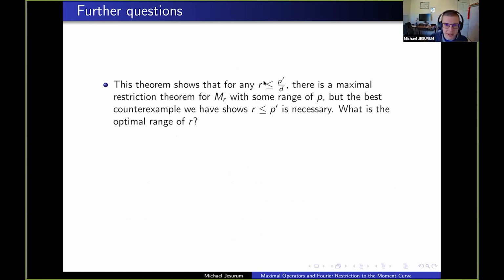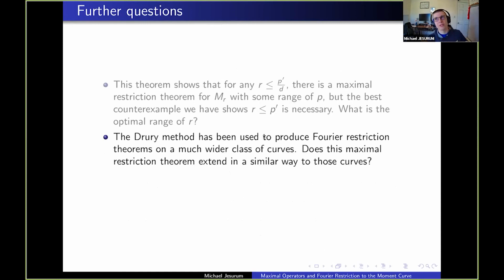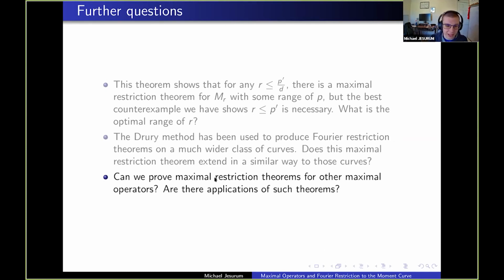Some questions that I have. There was that gap between r equals p prime over d and r equals p prime that is unanswered right now. There's also these results, especially recently, where we've been using the Drury method for more general curves to take care of Fourier restriction on many different types of curves in R^d. And there's this question of, can you extend maximal restriction theorems in the same way? And then, of course, you can look at other operators, other maximal operators, and ask, are there theorems there, and are there applications of those operators?